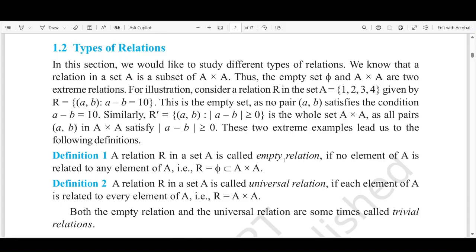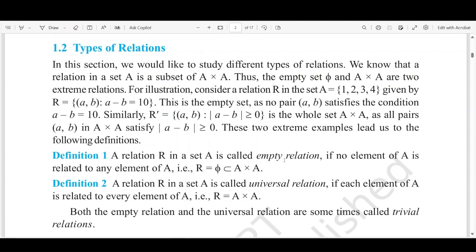Section 1.2, types of relations. When you consider a non-empty set A, a relation is a subset of A cross A. So, an empty set and A cross A are two basic relations for every non-empty set A. Here they have given an example.